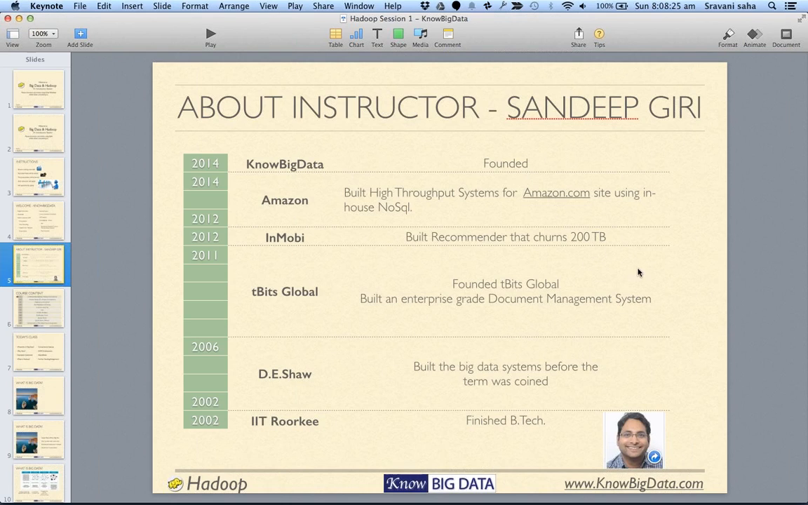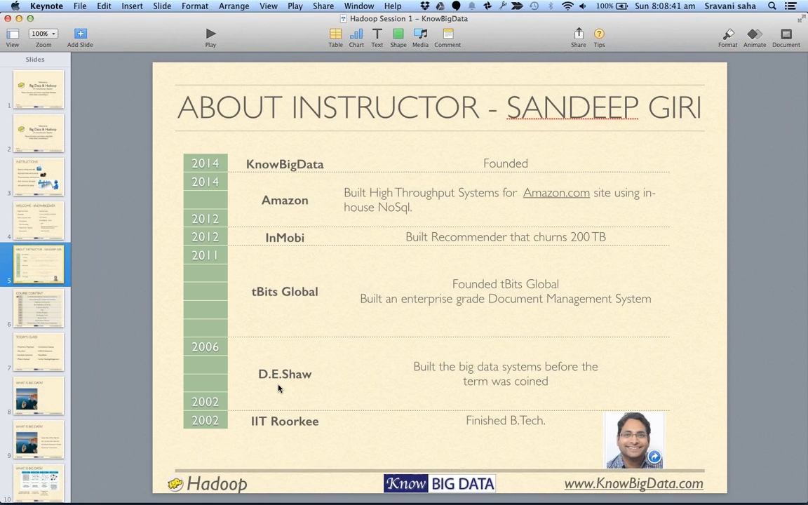Okay. I would love to answer. All right. So I'm Sandeep Giri. I did my graduation in 2002, around 12, 13 years ago, from IIT Roorkee. And then I worked for an interesting company called DE Shaw.